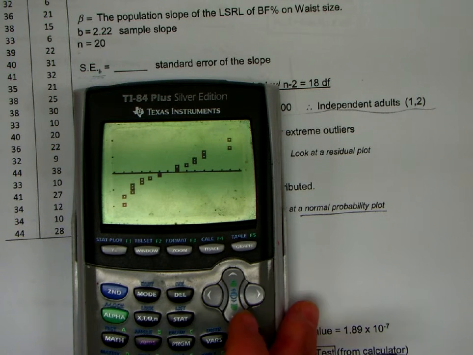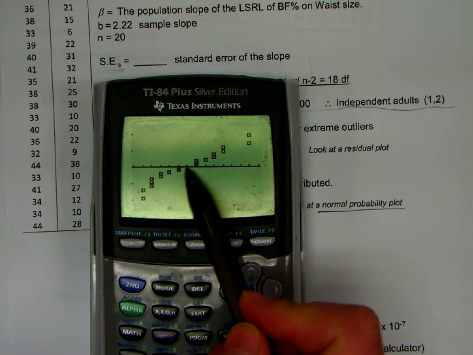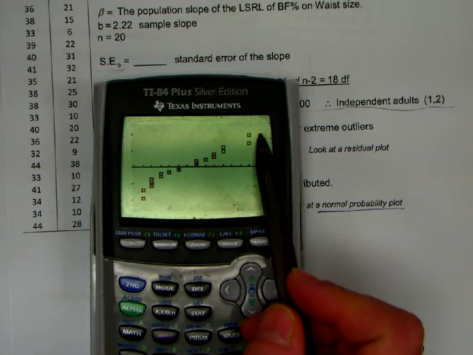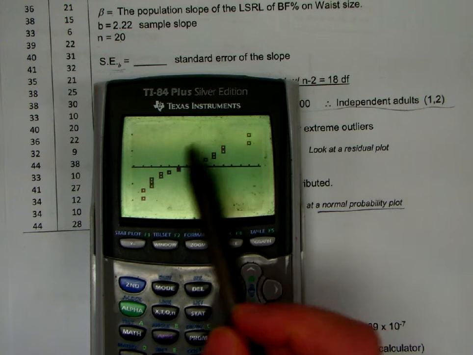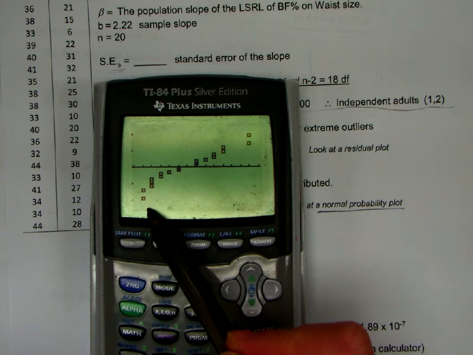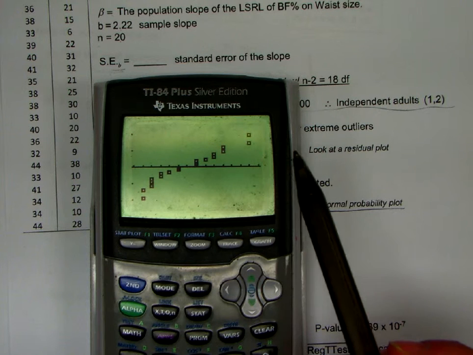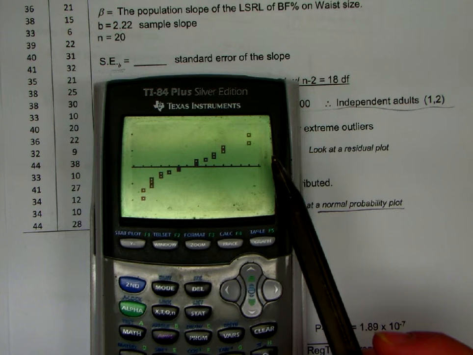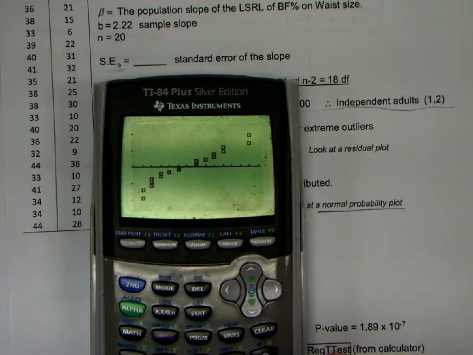And here's what you need on a normal probability plot. If it is a straight line, that means your data is approximately normally distributed. If it tilts like that or something like that, that would be, I think, skewed to the left, and then skewed to the right. There's a handout I gave a long time ago. What we need is a straight line.